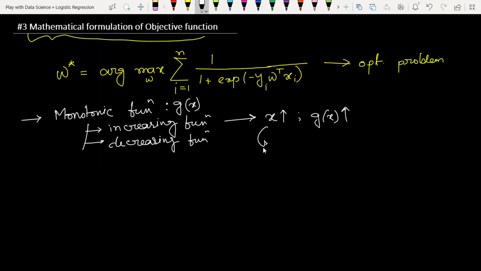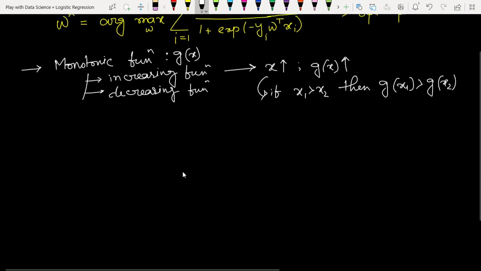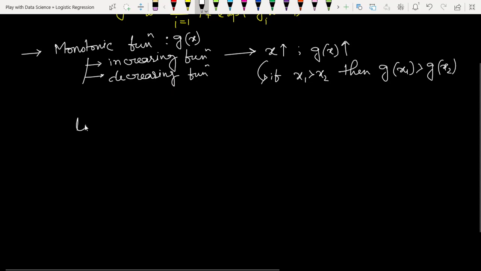So in other words, if x1 is greater than x2, there are two different values x1, x2, then g of x1 is greater than or equal to g of x2. Then g of x is our monotonic function. Okay, we have taken an example: log x.